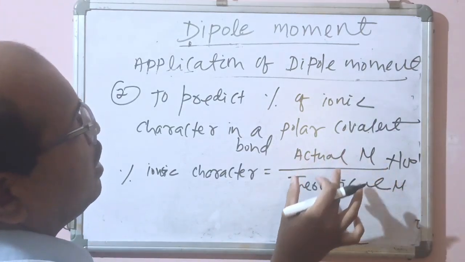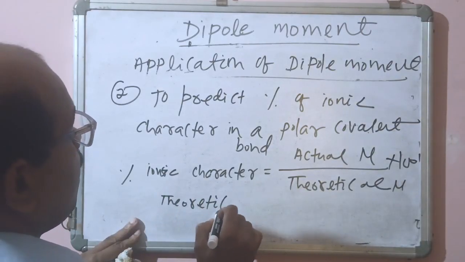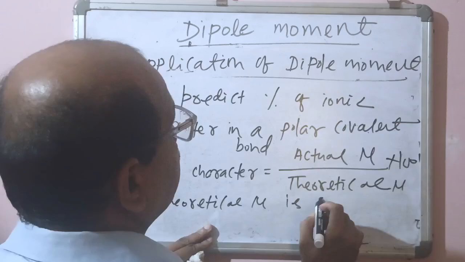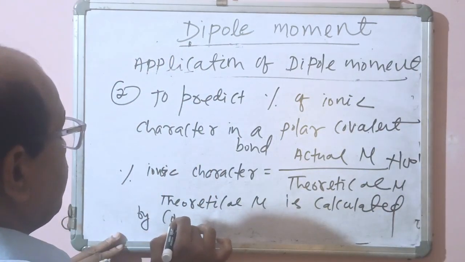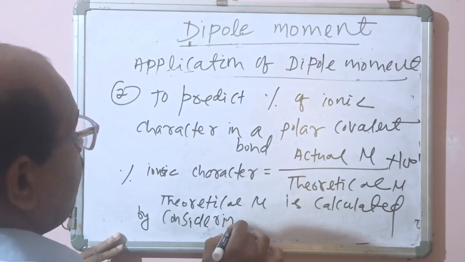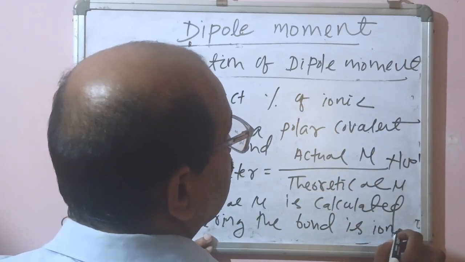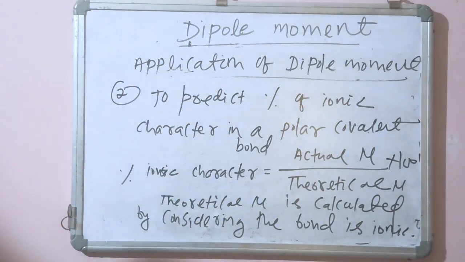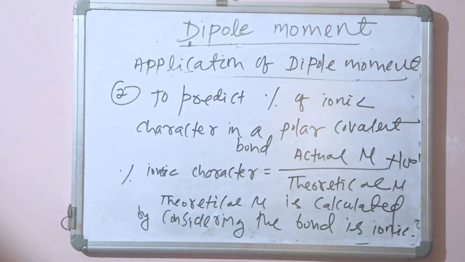The actual dipole moment is determined experimentally, and the theoretical dipole moment is calculated by considering the bond is ionic. So to determine the theoretical dipole, you have to consider the bond is ionic, then we can calculate its theoretical dipole. So actual dipole upon theoretical dipole into 100 will give the percentage ionic character of the covalent bond. So these are the applications. Thank you.